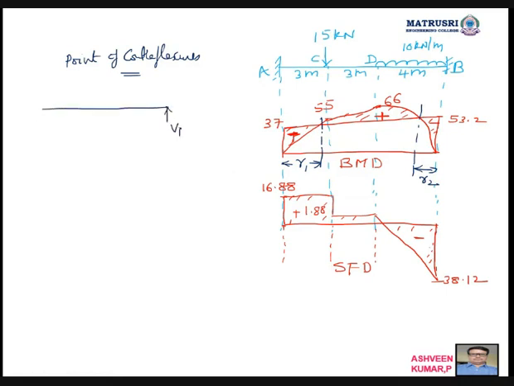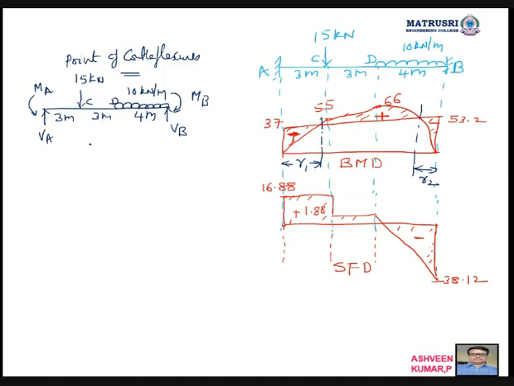This is VB. This is VA. MA. MB. Then this is 15 kilonewton. Then from here to here, 10 kilonewton per meter, 4 meter, 3 meter, 3 meter. So this is C and D. Okay. So by seeing the figure, where you are saying that it will come in between A and C. So in between A and C, we will get a point of contraflexure R1.